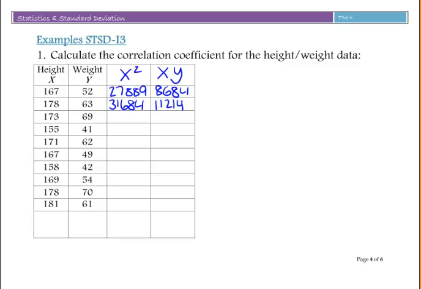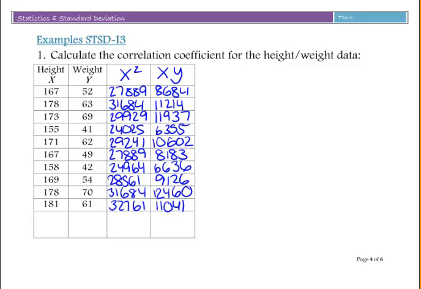So why don't you pause the video here and work out the rest of the values on your own. Okay, so you can see that I've filled in the rest of those values. I now need to sum each column, so the sum of x, the sum of y, the sum of x squared, and the sum of xy. If I sum each of those columns, I get 1697 for the sum of x, I get 563 for the sum of y, I get 288627 for the sum of x squared, and 96238 for the sum of xy.